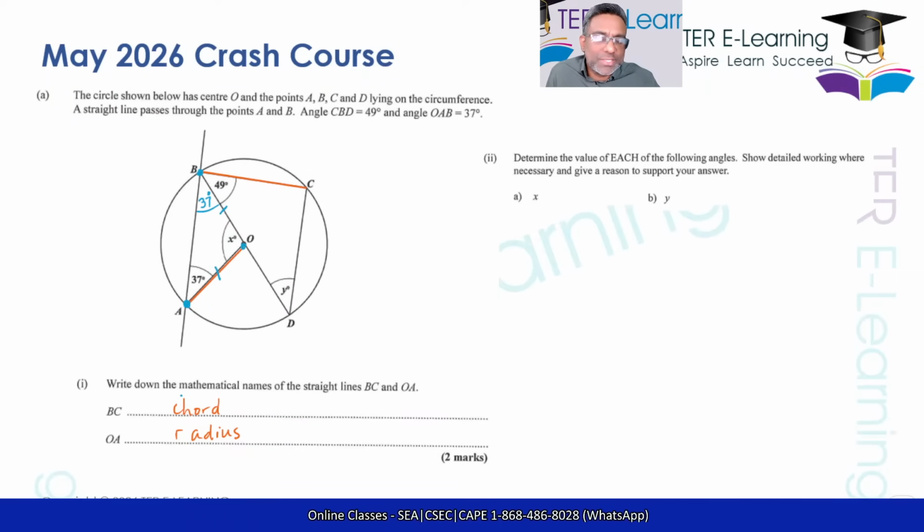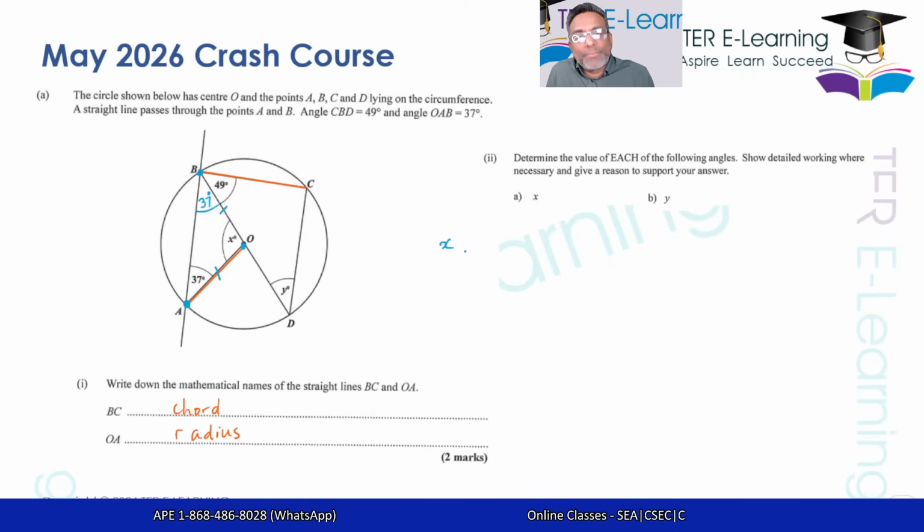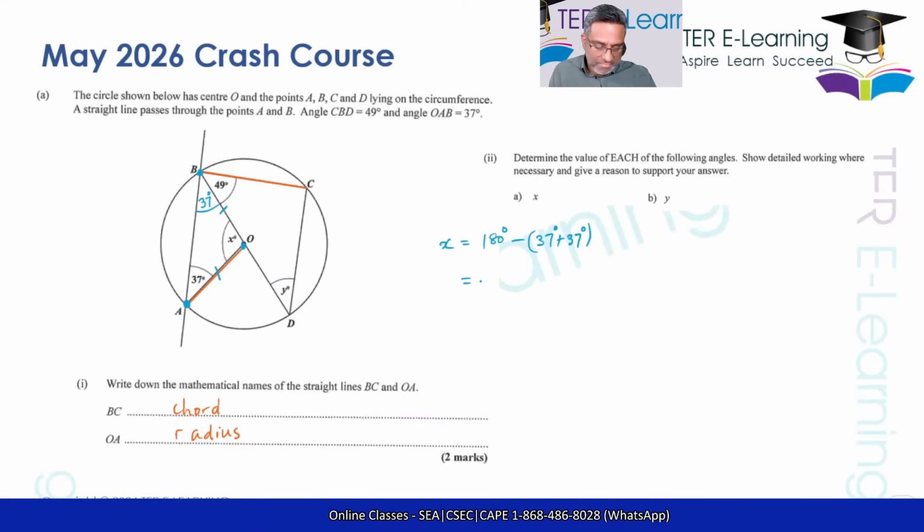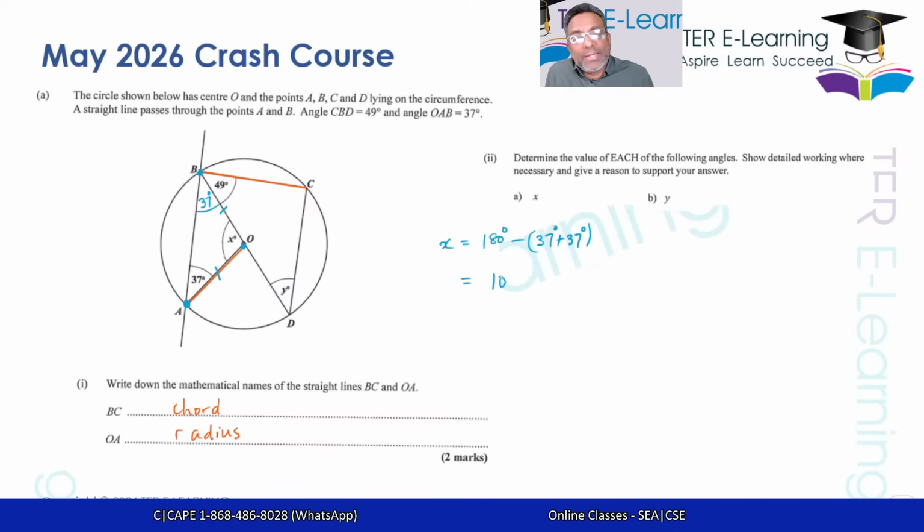Because remember, in an isosceles triangle, we have two angles that are equal and we have two lengths that are equal. So if you want to work out angle x here, all I need to do is to say 180 degrees, because the sum of the interior angles of a triangle is 180. So it's going to be 180 minus, open brackets, 37 plus 37. And we're going to get 106. Okay, so this angle x here is 106 degrees.